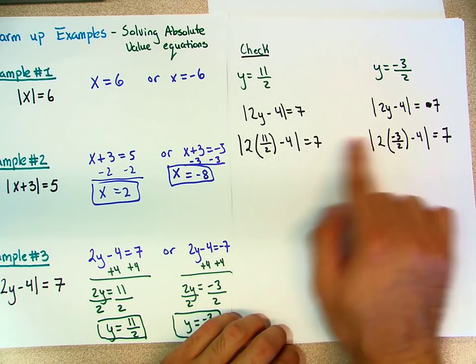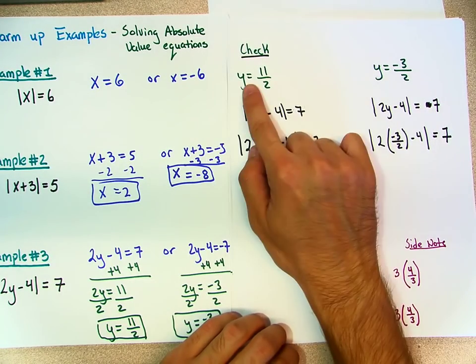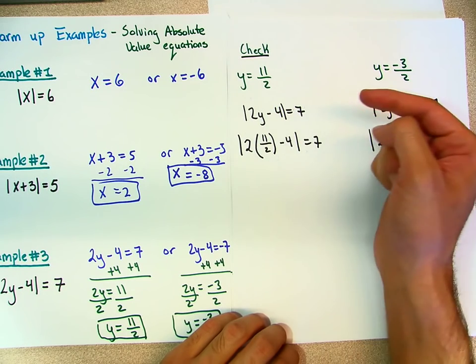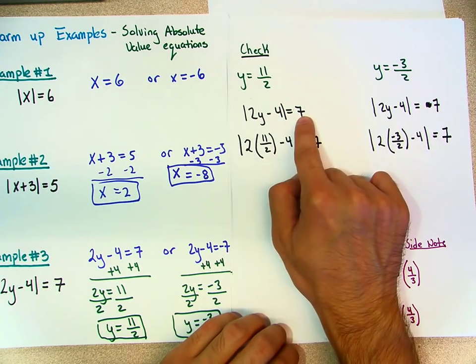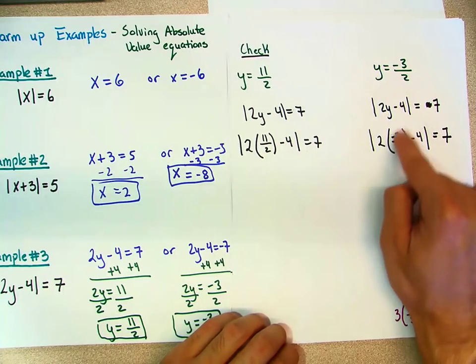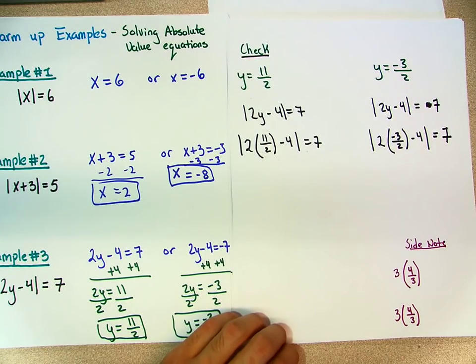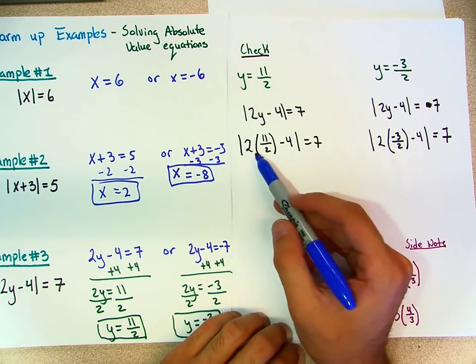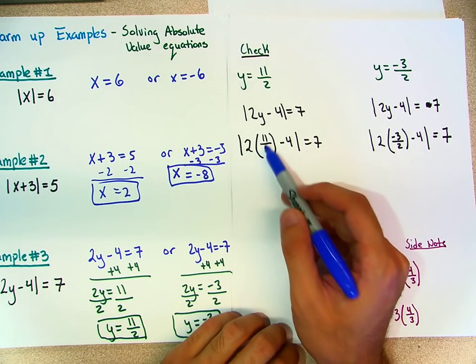I know some of you guys still get a little lost with this, but let's say we're checking y equals 11 over 2. Let's see if it works. So this is the original equation. You plug this y into where it is. And then you say, Mr. G, I get lost here. How do I multiply this whole number to this fraction?